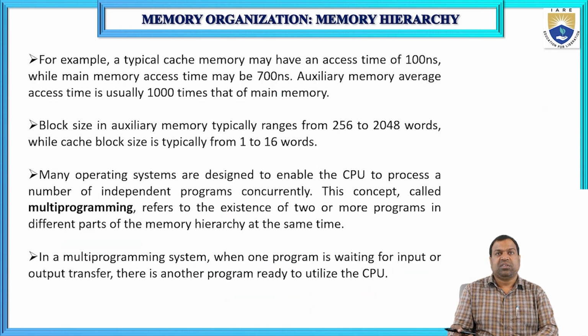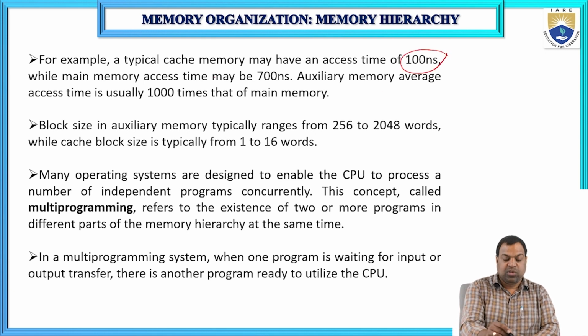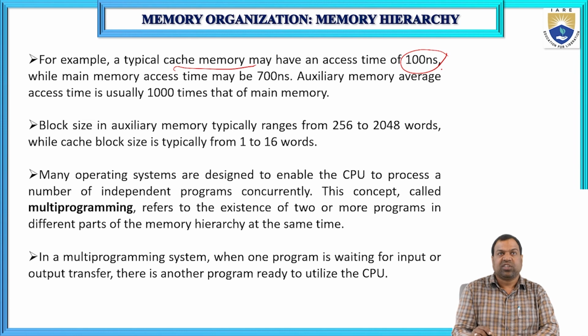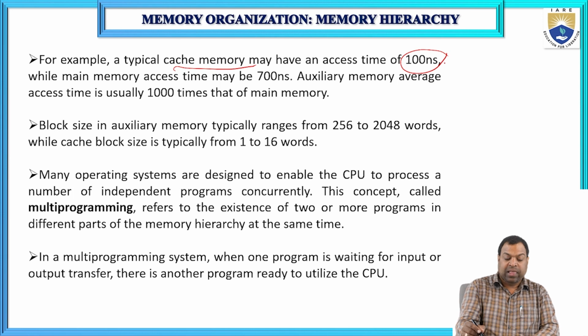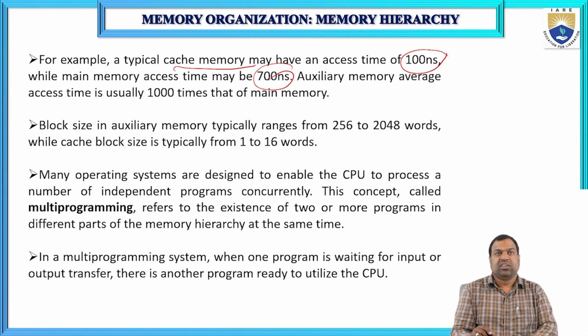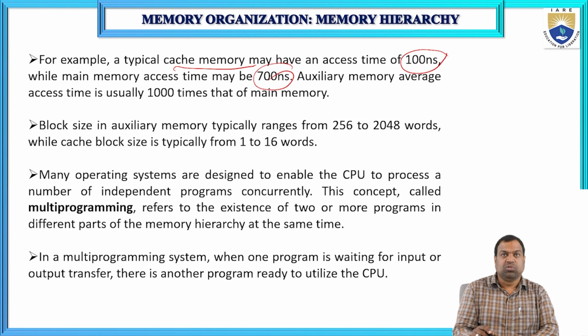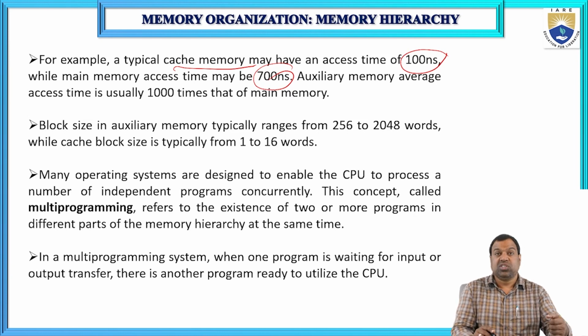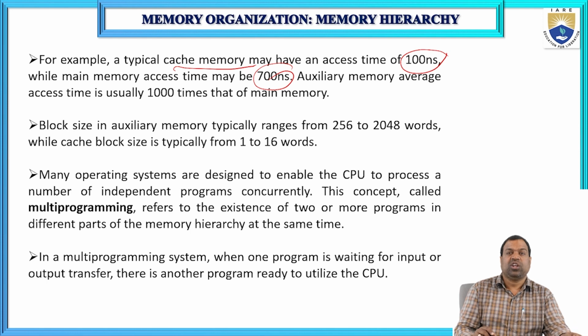For example, a typical cache memory may have an access time of 100 nanoseconds, while the main memory access time may be 700 nanoseconds. Same data: cache memory takes 100 nanoseconds, main memory takes 700 nanoseconds. But for the same data, the auxiliary memory access time is 1000 times that of main memory. So compared to these, cache memory is better, because less time is occupied and the data transfer rate is higher.